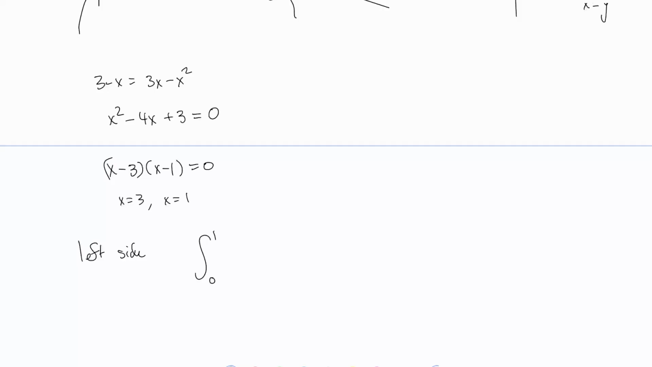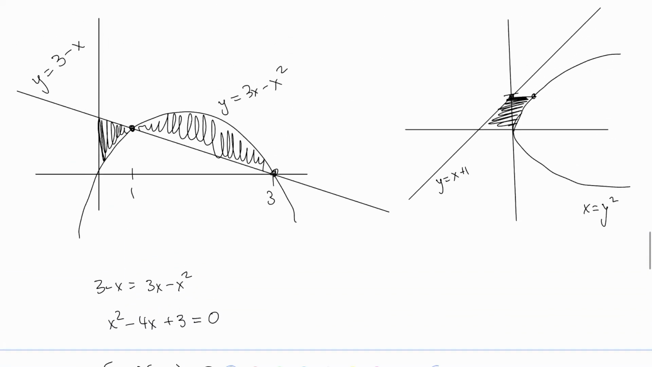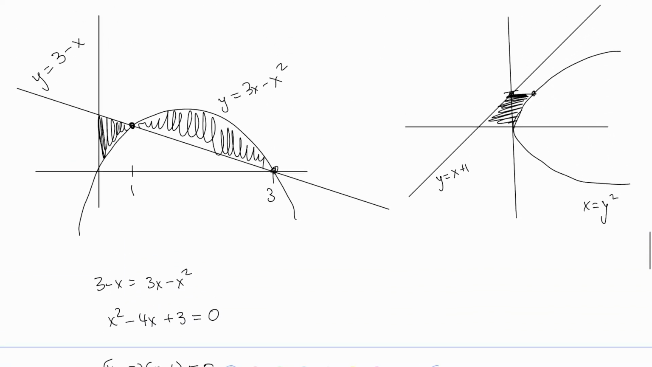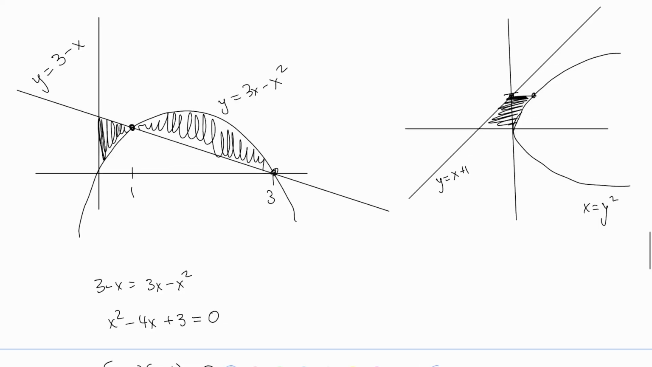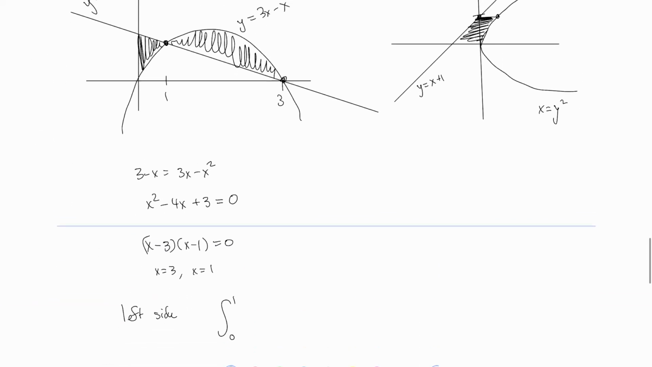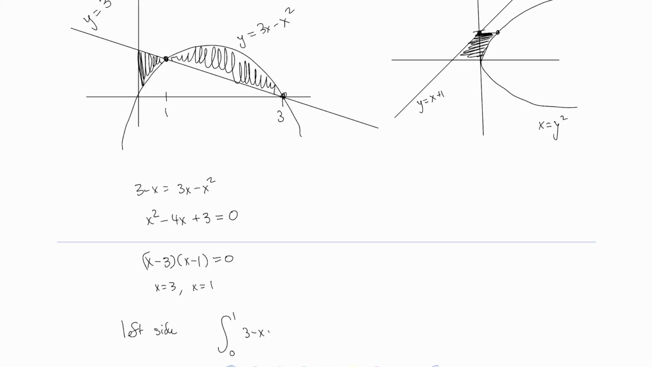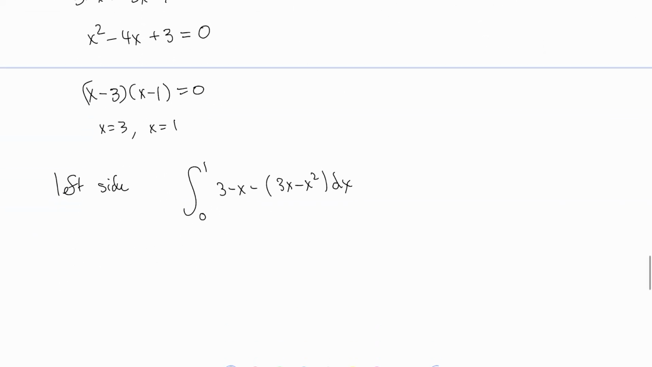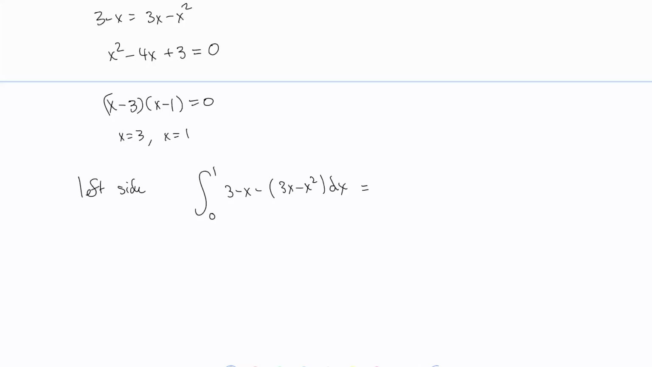is integral from 0 to 1 of, the line is on top, so it's going to be the line minus the parabola. So it's 3 minus x minus the one on the bottom, 3x minus x squared, like that. That's the left side. And then maybe I'll just work this one out and then we'll do the right-hand side. So this one, we go 0, 1. All right, it's 3 minus x, distributing the minus sign, minus 3x plus x squared.